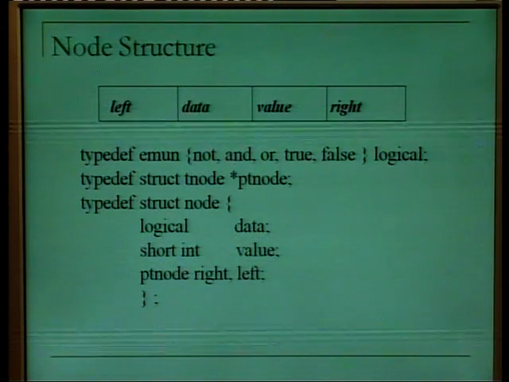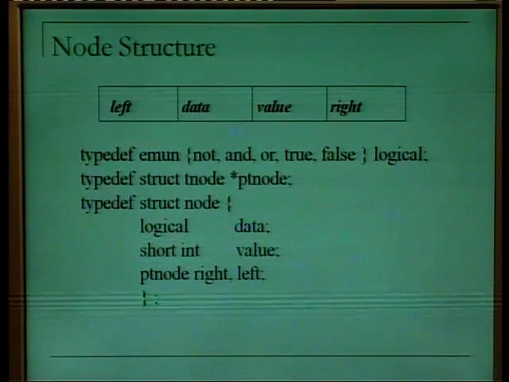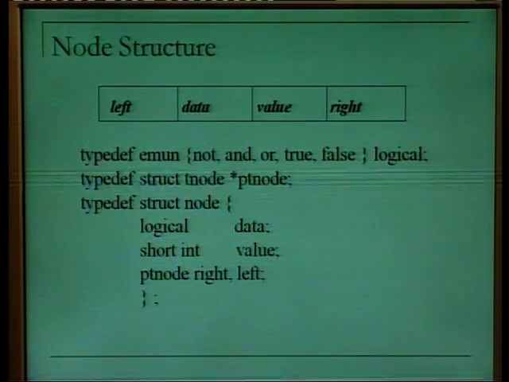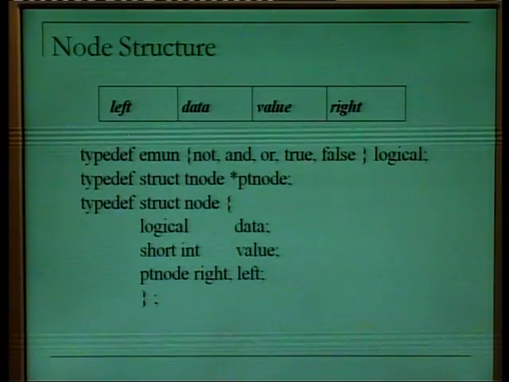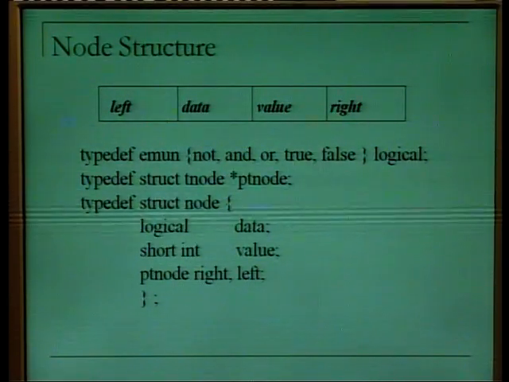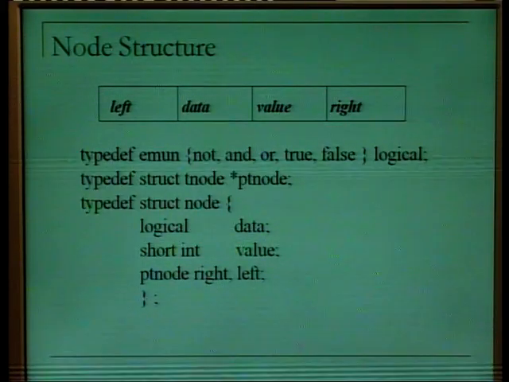This is the structure of a node. The first part is the left pointer, then the data value, and then the right pointer. It may be an enumeration on a structure, it may be a structure node.